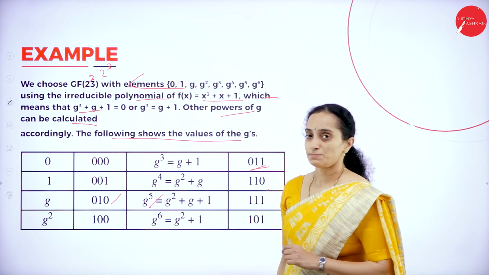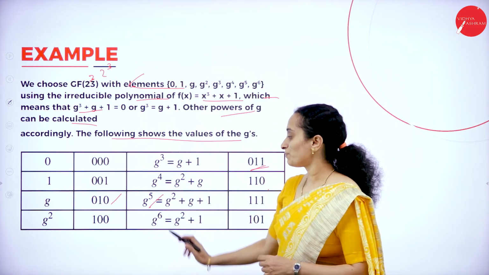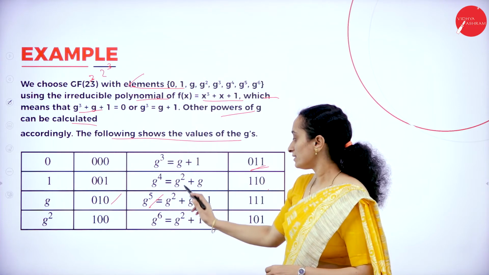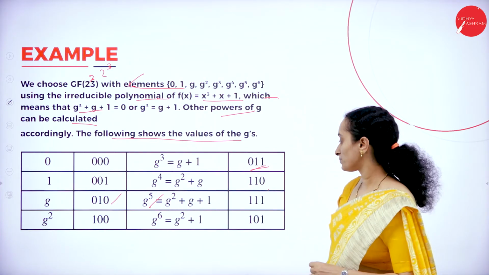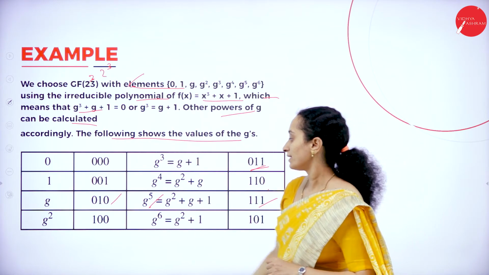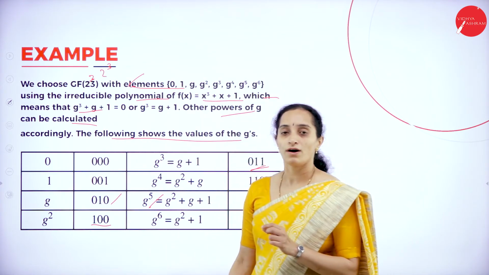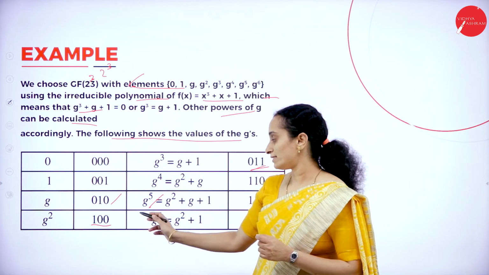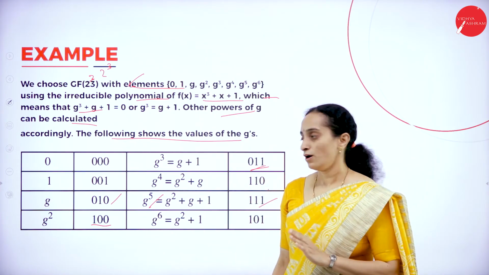The expression we get is g to the power of 5 equals g squared plus g plus 1. We can calculate the triple 1. Next is binary 100, or decimal 4.